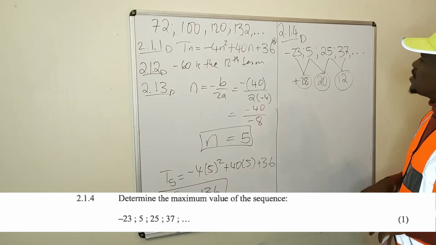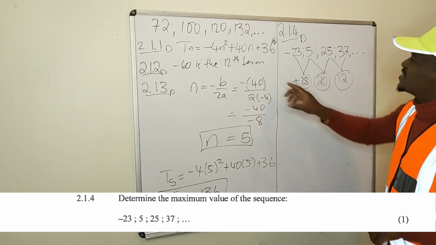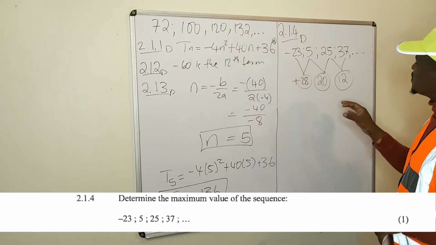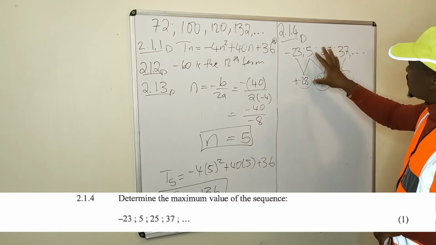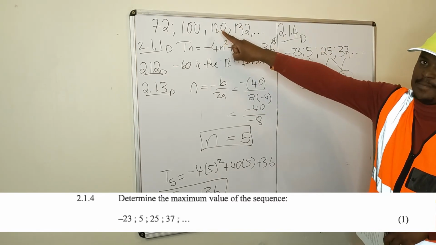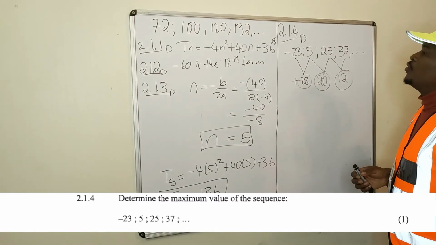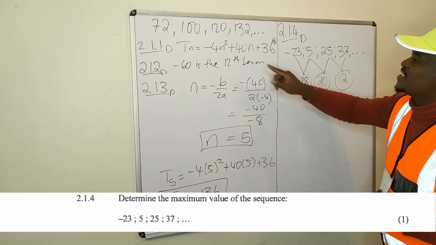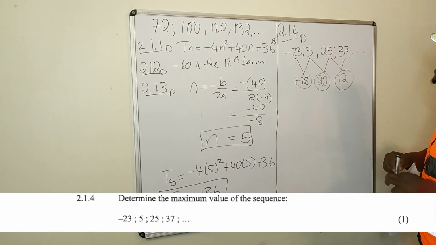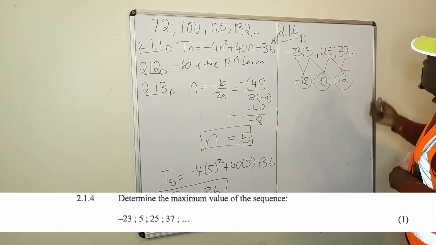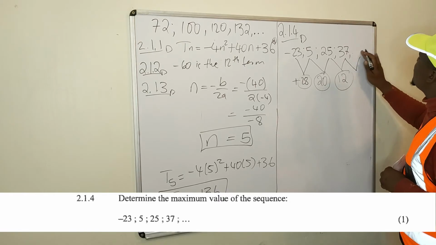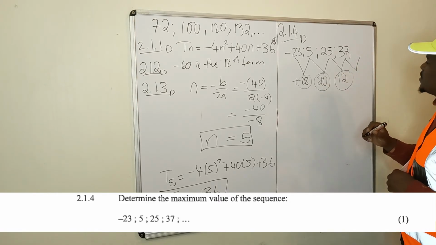So by recognizing that these are exactly the same as those, it is clear that this sequence resembles exactly the same features as that one. So that means the fifth term of it will also be the largest term of this sequence.